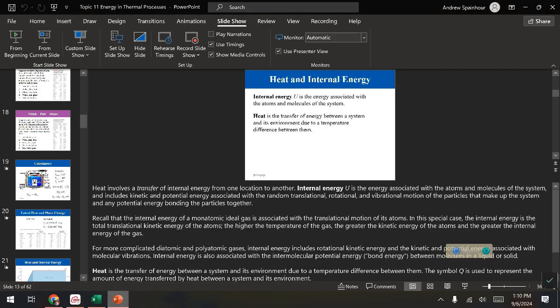But internal energy, which has more internal energy? Okay, let's go simple here. This is the exact same temperature as this. Which has more internal energy?